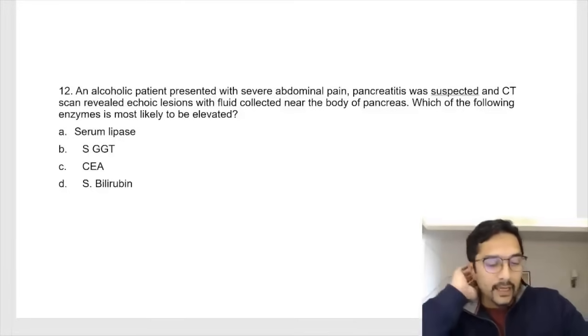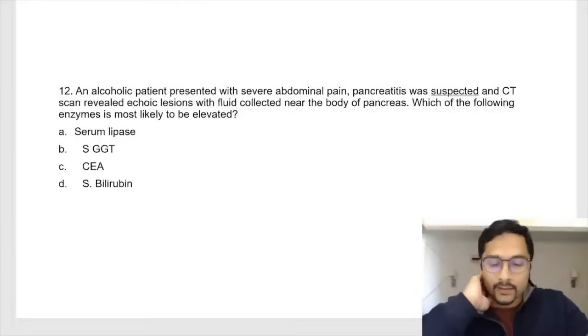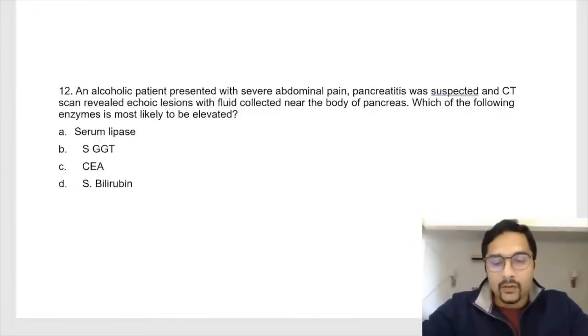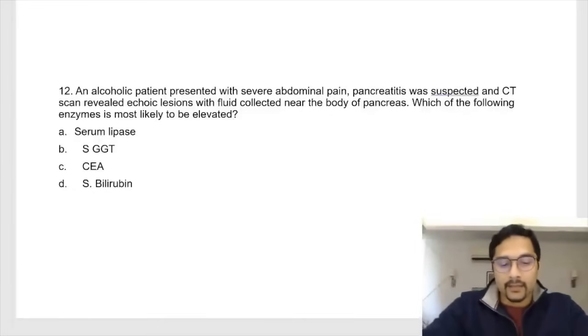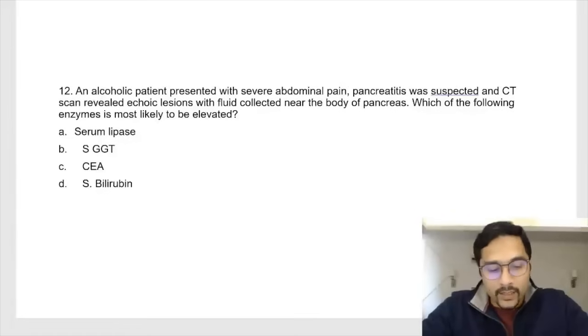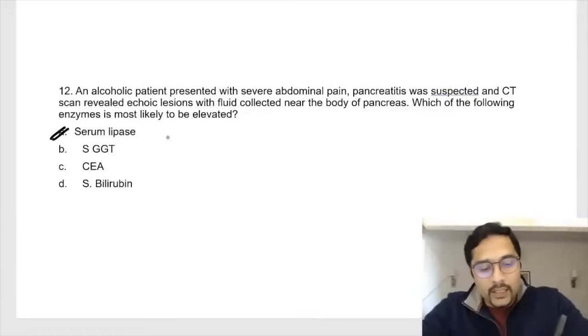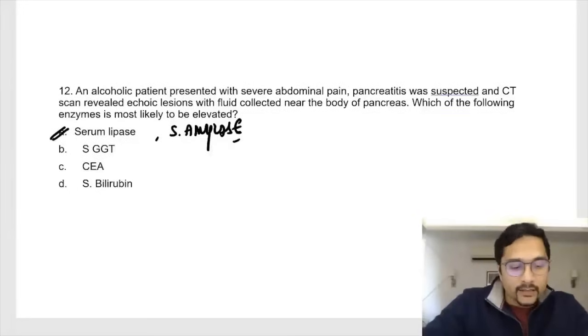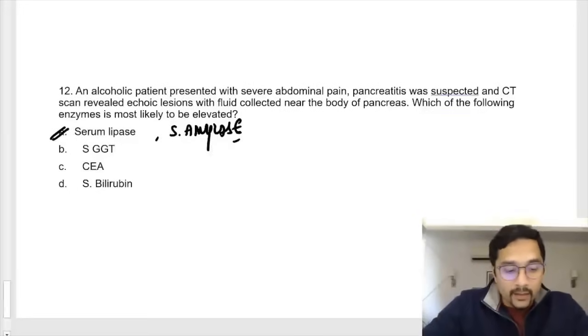Last year's exam, they had asked: an alcoholic patient comes with severe abdominal pain, pancreatitis is suspected, and you have a collection around the pancreas. Which enzyme is most likely to be elevated? We know initially lipase and amylase are going to be elevated. So whenever we suspect pancreatitis, we will send out lipase and amylase.